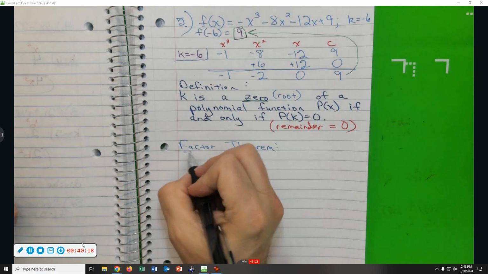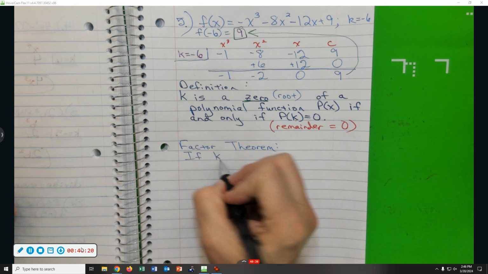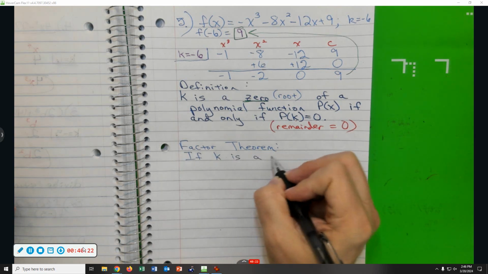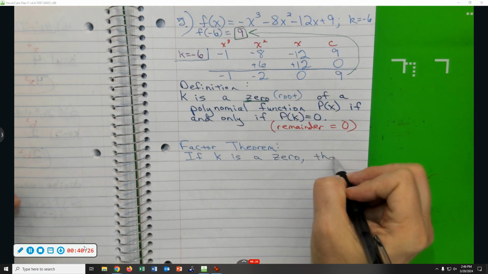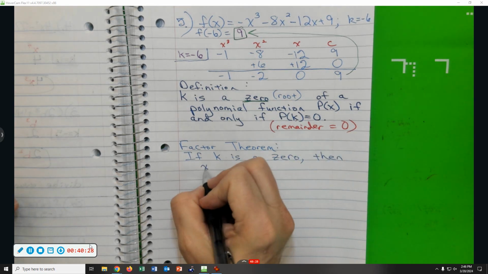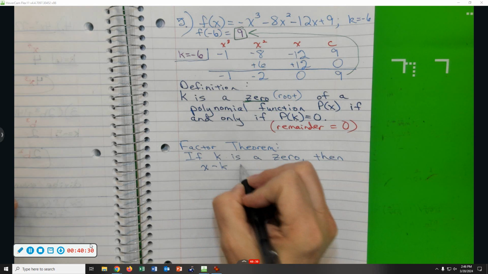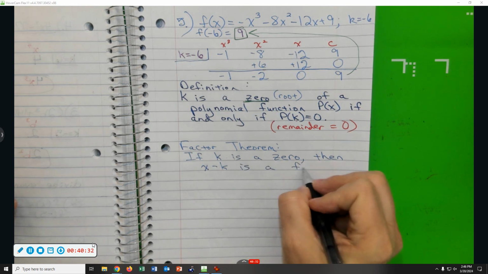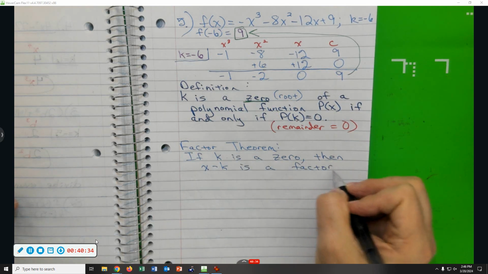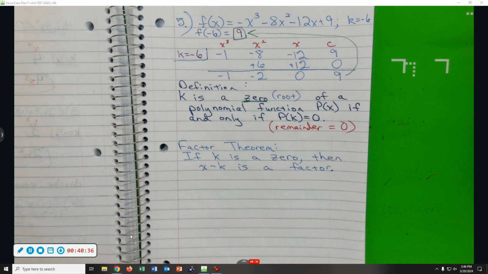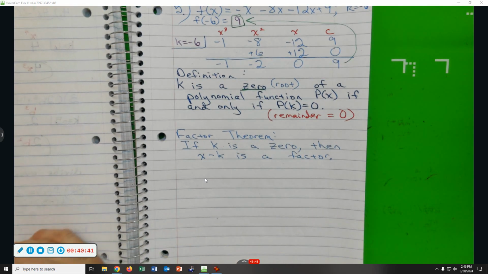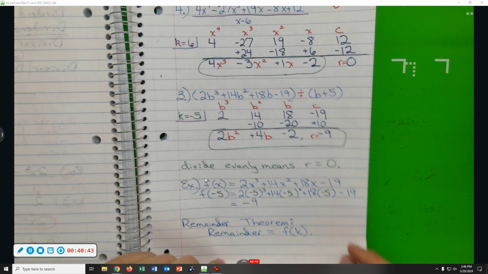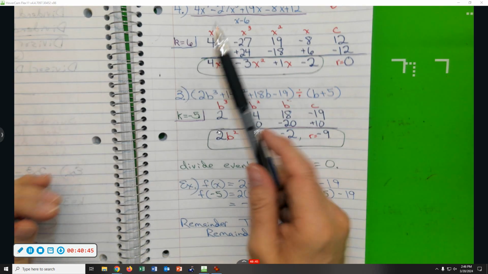It says if K is a 0, then X minus K is a factor. That means X minus K divides in evenly with the remainder of 0.